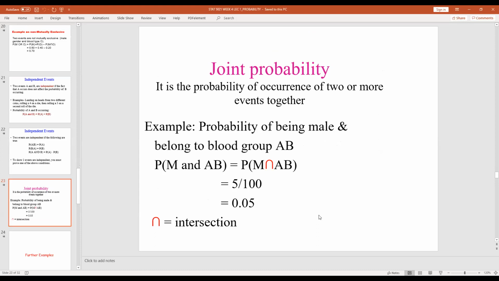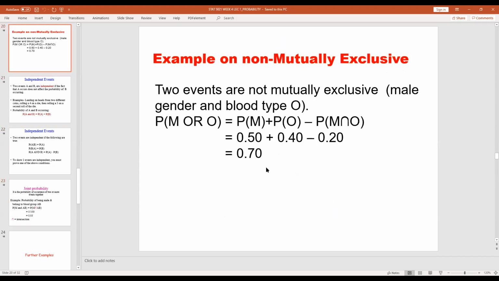Now, how can we apply this if you want to ask a question where we make use of independence? How do we know? Now, take a look at this. What is the probability of being a male and belonging to blood group AB? Of course, that is going to be the probability of male M and AB, an intersection. Now, if I want to get that, what I'm going to do is go to male, go to the table.